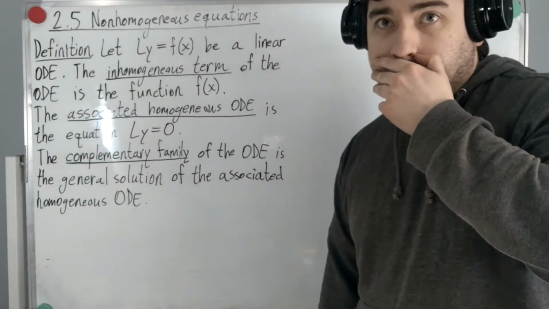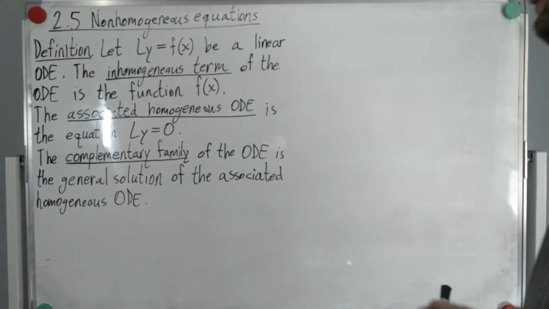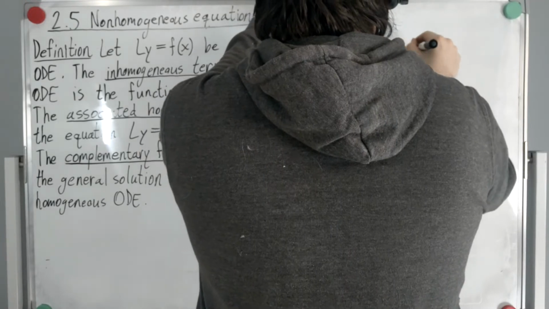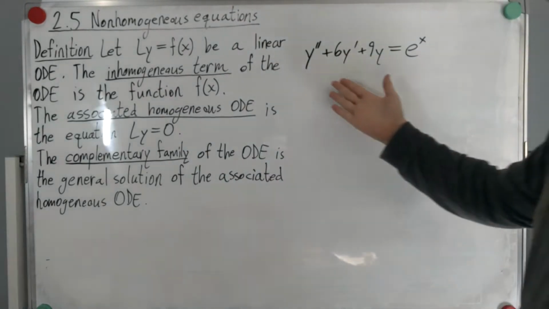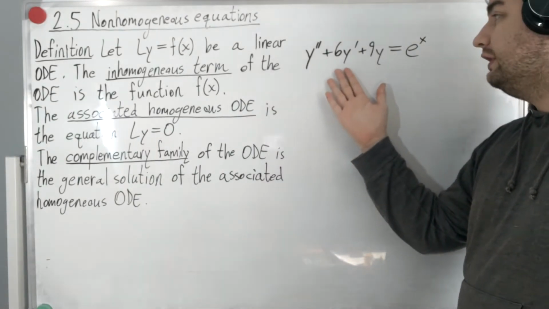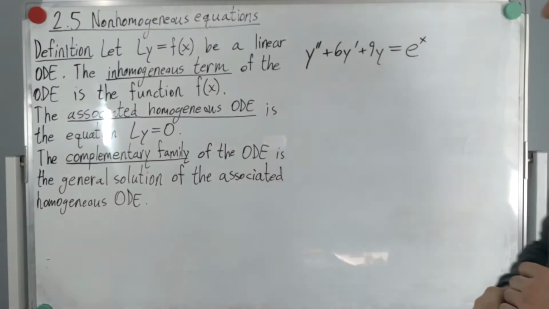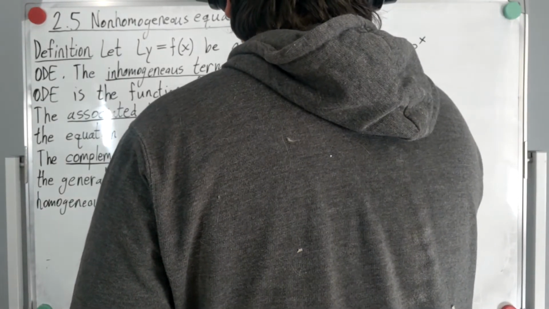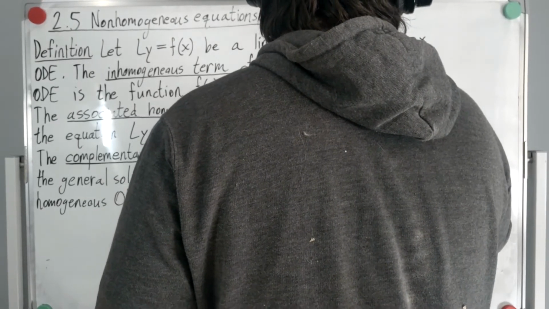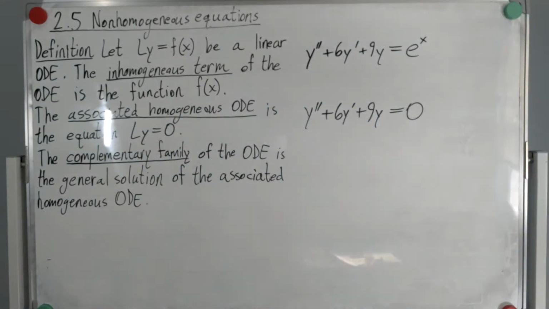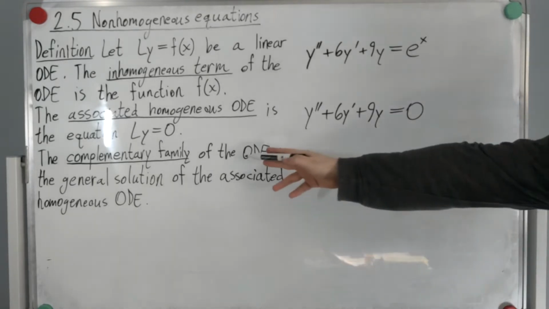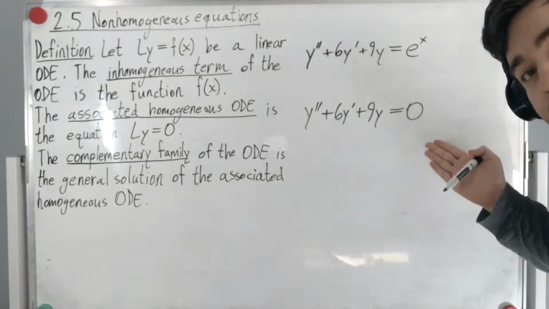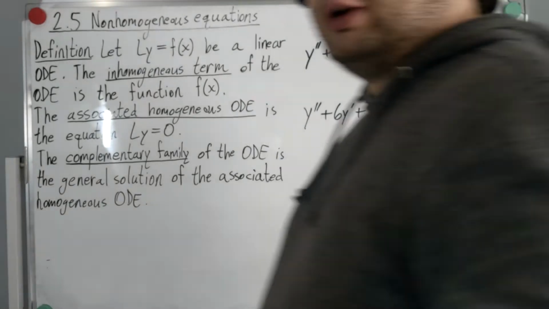Okay, so let's just look at an example here. If I give you something like y double prime plus 6y prime plus 9y equals e to the x, first of all, you should recognize that this is a linear non-homogeneous ODE with constant coefficients. You can construct the associated homogeneous ODE by just taking that same ODE and making the inhomogeneous term 0. And then the complementary family is just the general solution of this ODE right here. And we know how to find that because of the previous 2 lectures. Okay?